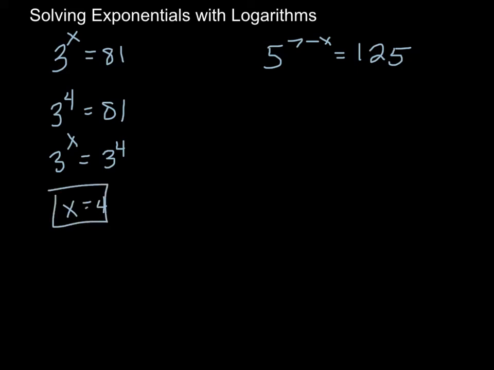Same idea for the one to the right here. We have 5 to the 7 minus x equals 125. 125 is the same thing as saying 5 to the third power. So we have 5 to the third equals 5 to the 7 minus x. Now we have the same base, so we just set the exponents equal.